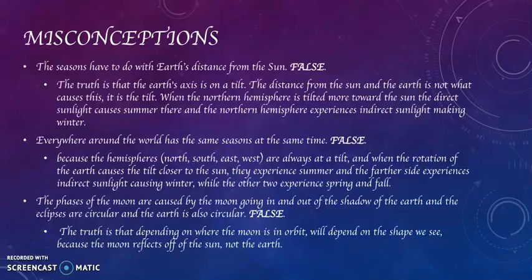Lastly, the misconception that the phases of the moon are caused by the moon going in and out of the shadow of the Earth, and that the eclipses are circular, and the Earth is also circular. False. You may think this because it can simply be that the Earth is an object, therefore it blocks light coming from the sun, which in turn can cause the shapes of the moon. But the truth is, where the moon is in orbit will depend on the shape we see, because the moon reflects light from the sun and not the Earth.